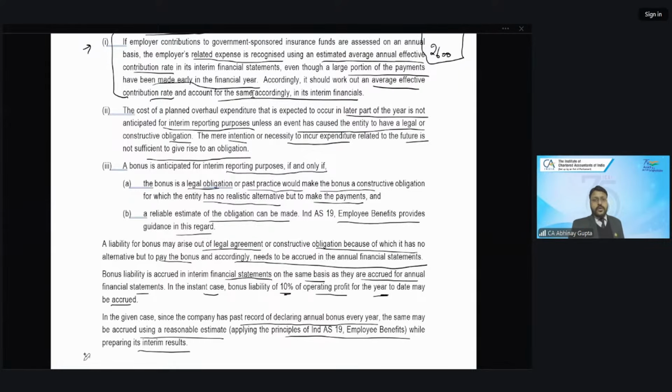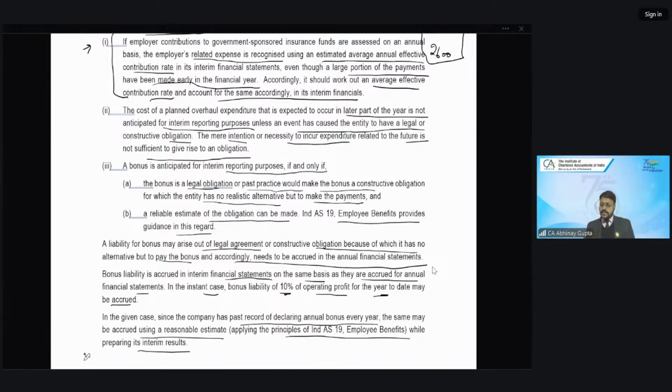Yes. Now, Ind AS 19 says that as and when something is related to the employee, Ind AS 19 also gives the guidance. What Ind AS 19 says is that you need to estimate the liability on a reasonable basis, right? Now, how will you be calculating this then? So, what would be the reasonable basis?